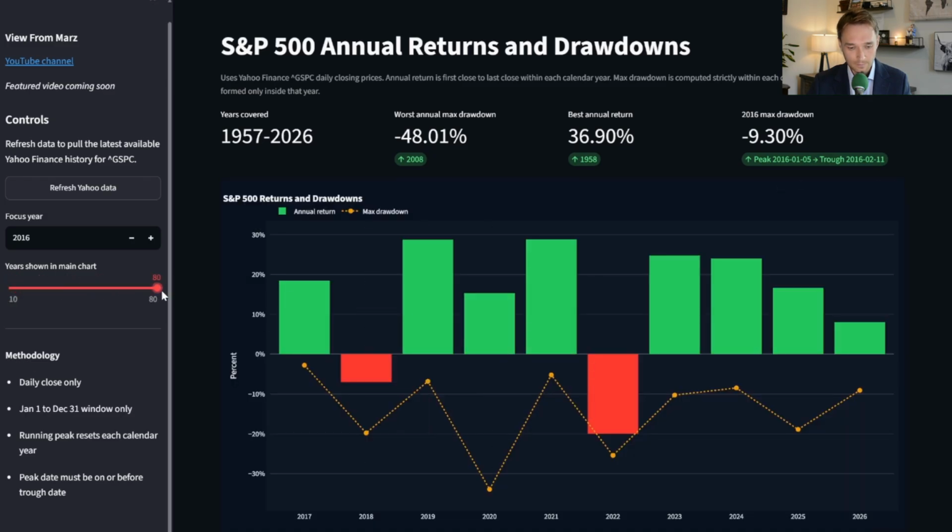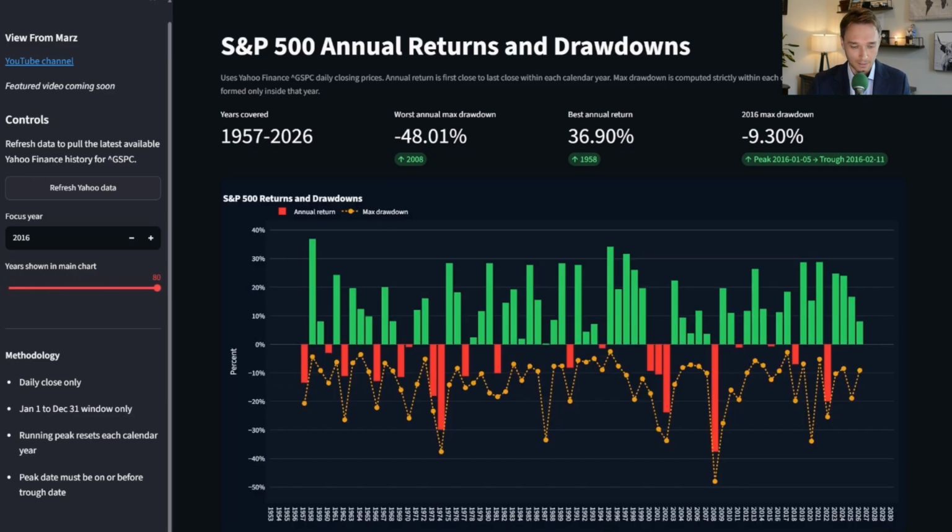Okay, some back-end knowledge for you. I took the daily close only. I'm only looking at January 1st to December 31st. I'm running the peak resets every calendar year, and the peak date, obviously, is before the trough date. So what this is spitting out is this chart.